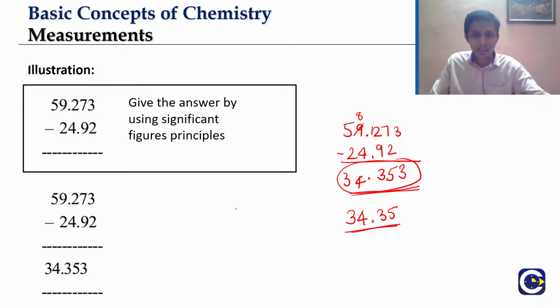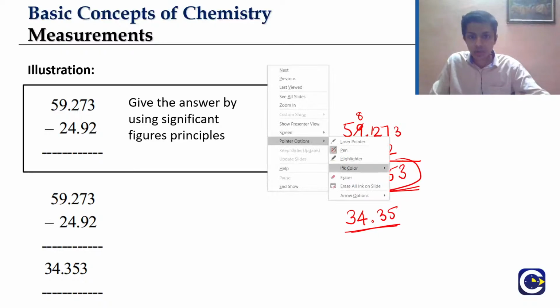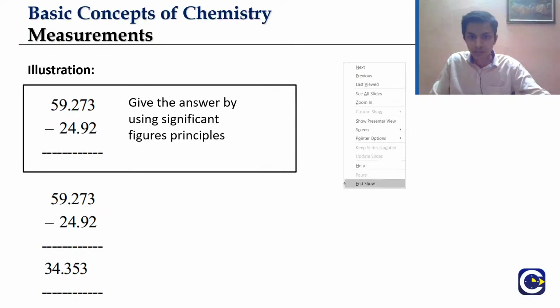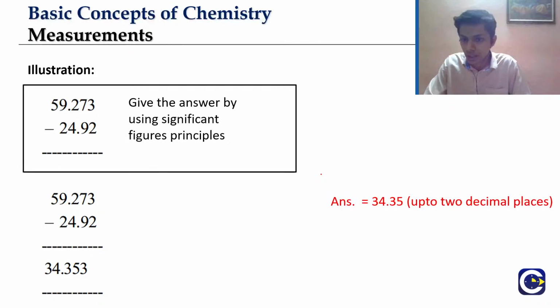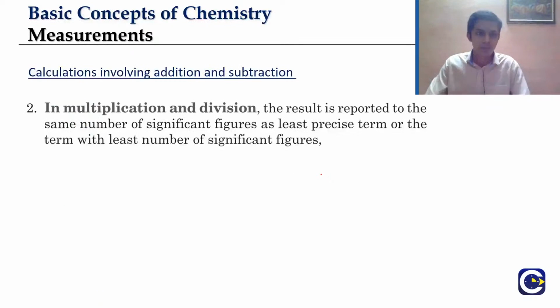Isn't it easy? Make sure to use this. So it will be 34.35 up to 2 decimal places. Why? Because 2 is the minimum of 2.